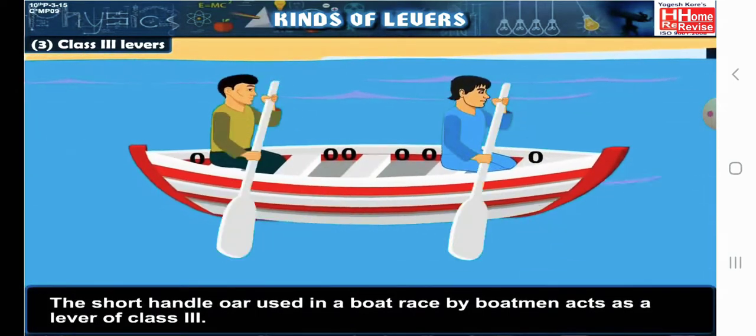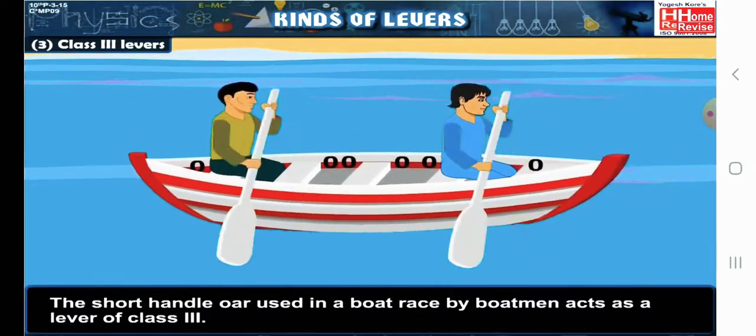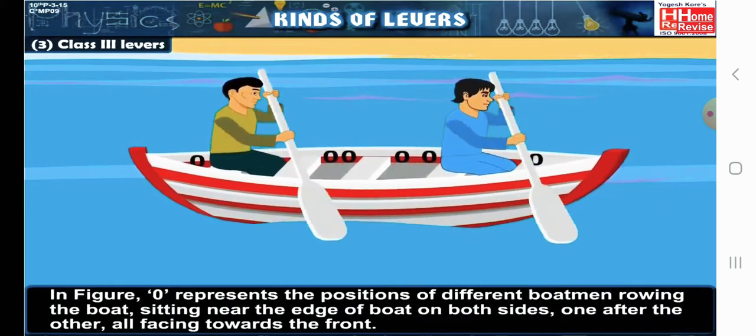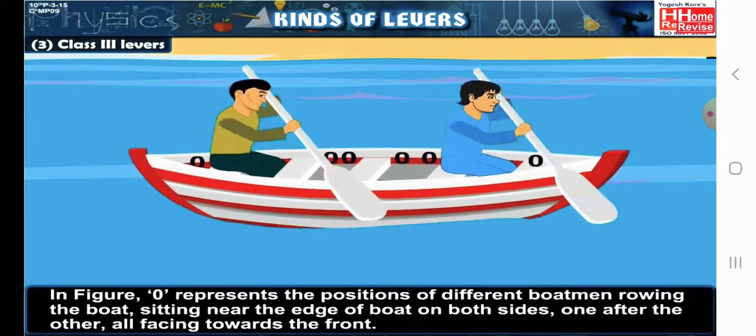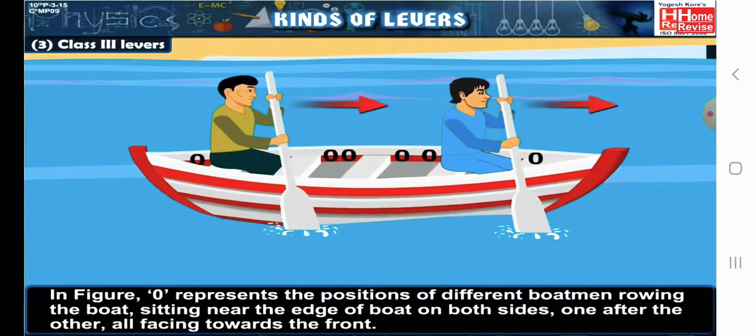The short handle oar used in a boat race by boatmen acts as a lever of class 3rd. In the figure, 0 represents the positions of different boatmen rowing the boat, sitting near the edge of the boat on both sides, one after the other, all facing towards the front.